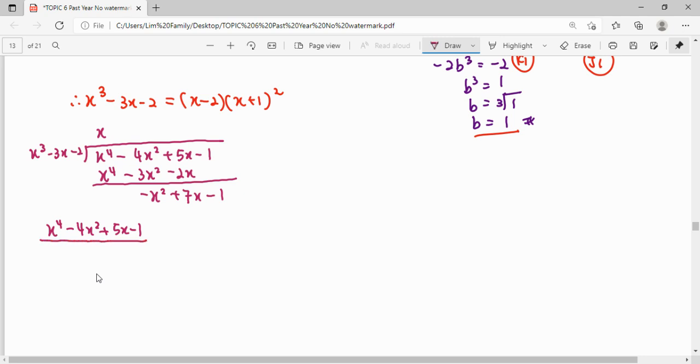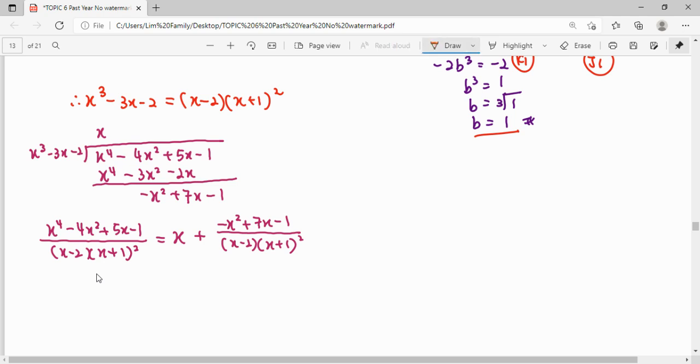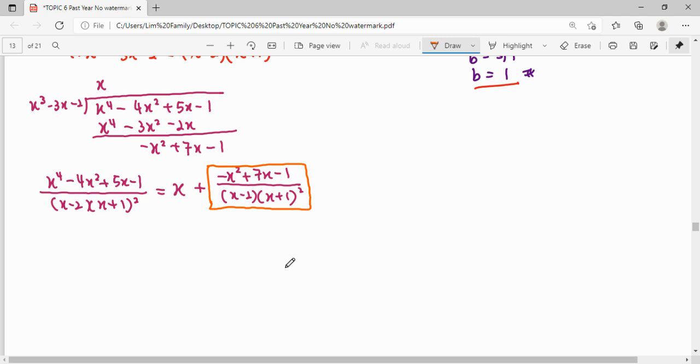Divide by the divisor in factor. Our quotient is x, and then our remainder here is negative x squared plus 7x minus 1 over x minus 2, x plus 1 squared. So this is the proper fraction, which we will undergo to express as partial fractions. So after we done our step 1, then we double check our step 2, divisor also in factor form.